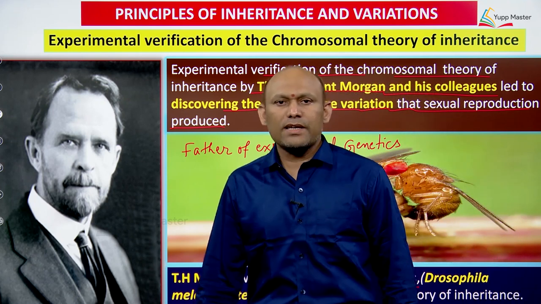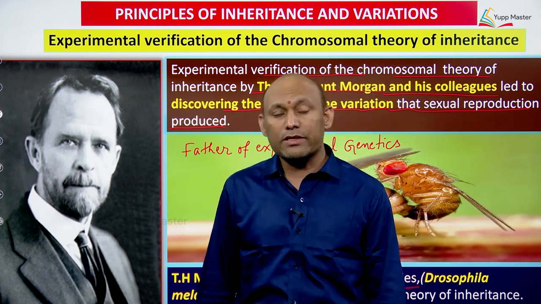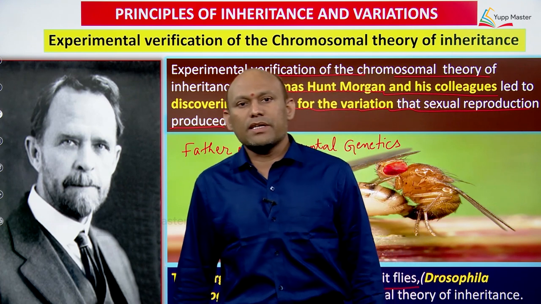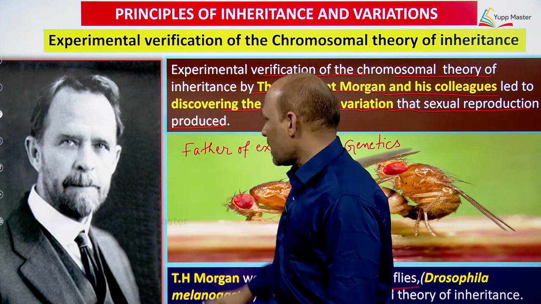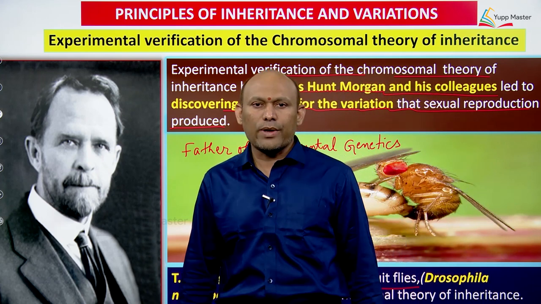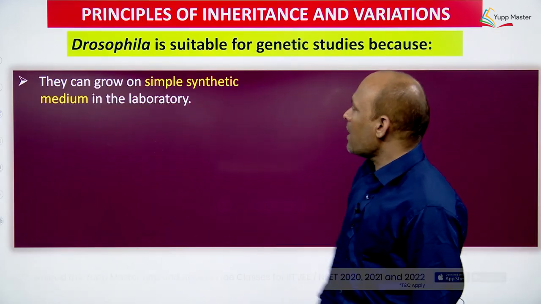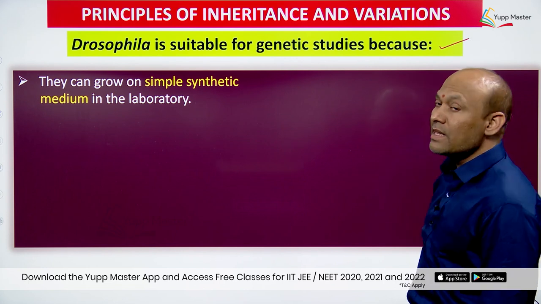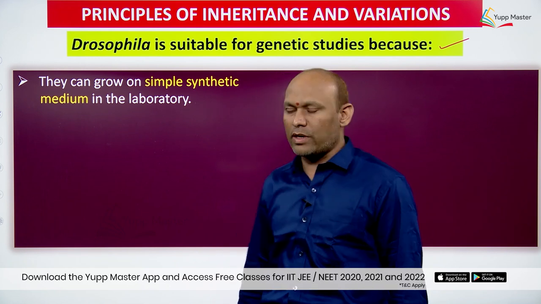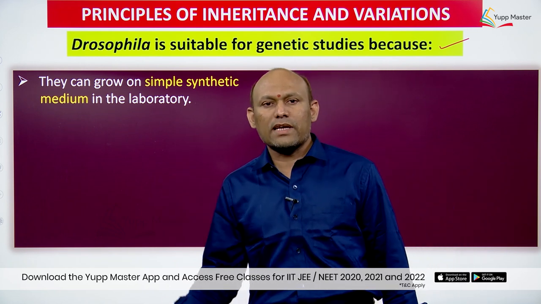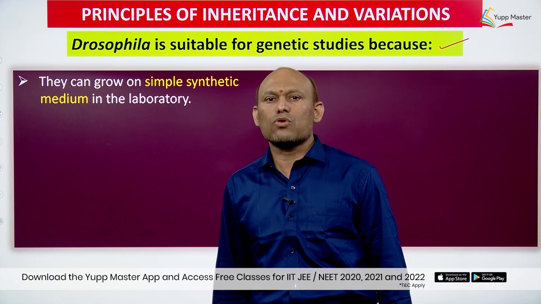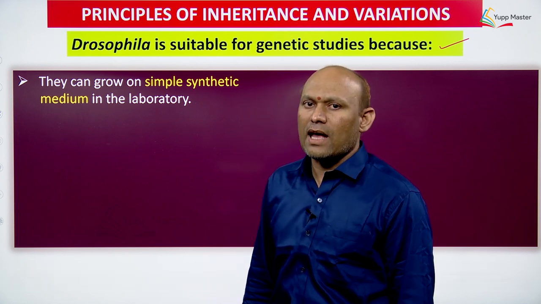Now a question arises, dear students, try to get the concept. This is very important. There is a possibility you may expect questions even from this. In principles of inheritance and variation, there is a possibility that three questions may appear in the NEET exam, dear students. See, why did Thomas Hunt Morgan select Drosophila to carry out his experiments? Drosophila is suitable for genetic studies because of several reasons. Scientists had started working with Drosophila, and Morgan also selected Drosophila for his experimental verification. Why did he select Drosophila as his experimental organism?